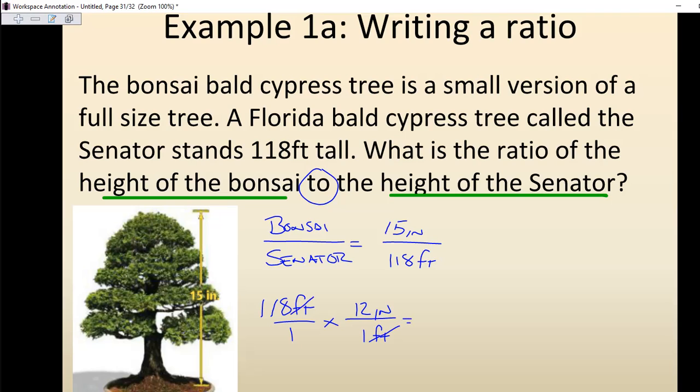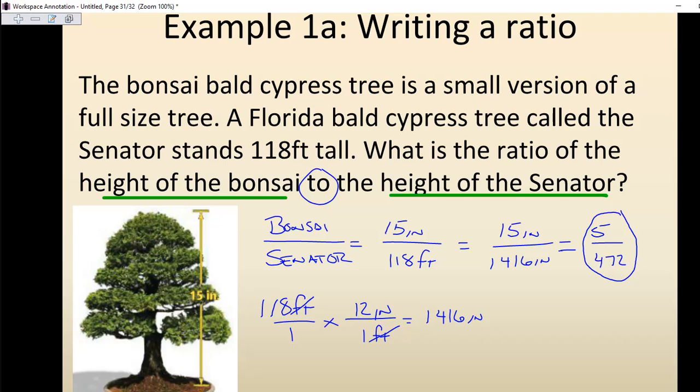So as we multiply this together, we're going to get 1,416 inches. Let's bring this back up here. We have 15 inches, and now we have 1,416 inches, which is equivalent to 118 feet. Now we look to see, can we simplify? You can use your rules of divisibility to recognize that 3 goes into both numbers. It goes into 15 5 times, and 3 goes into 1,416 472 times. This number, because it doesn't end in a 5 or a 0, can no longer be simplified. And our answer is 5 to 472.